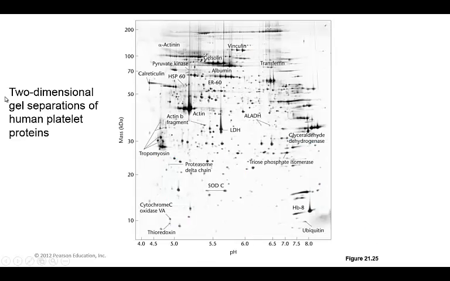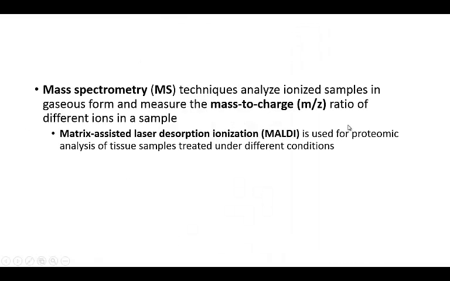Here's another example. Here's a 2D gel separation of human platelet proteins. You can see that many of these have been identified. Many more of them have not yet been identified. So with mass spec, what you can do is you can literally cut that spot out of the gel and you can run mass spec on it. What you can do for this is you can literally determine the amino acid sequence of that particular protein. You can at least get the start of a peptide, and you can use that to compare to protein databases to try to identify that protein.